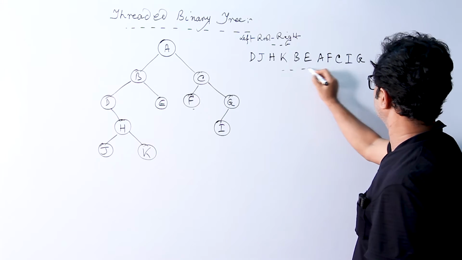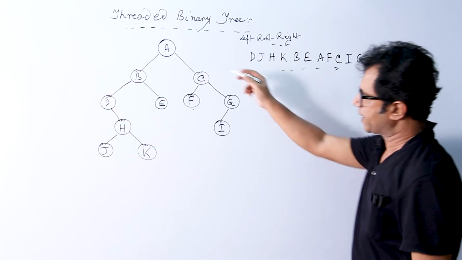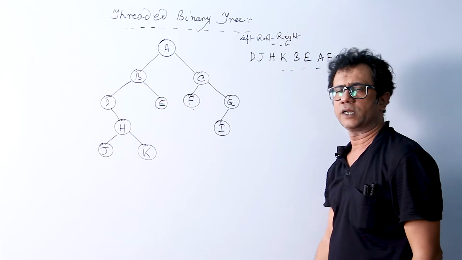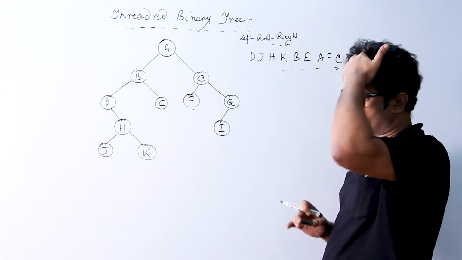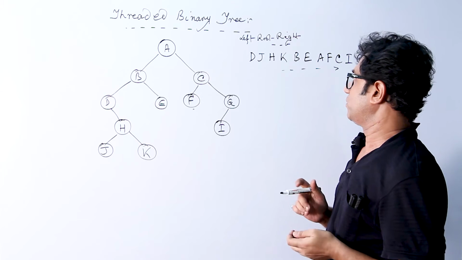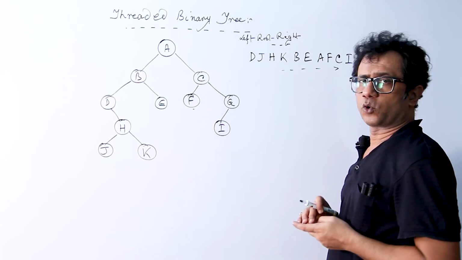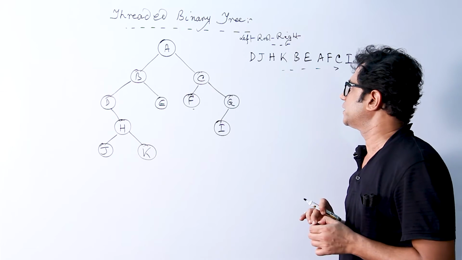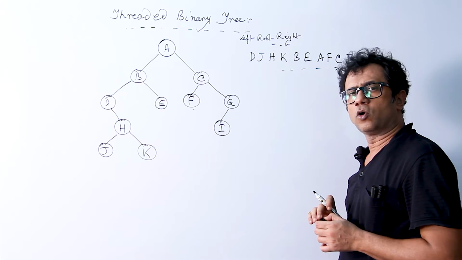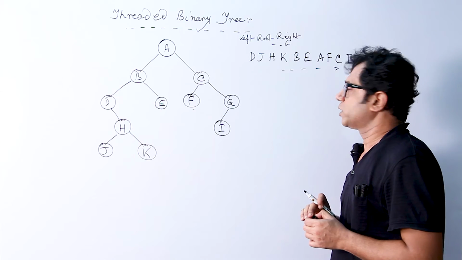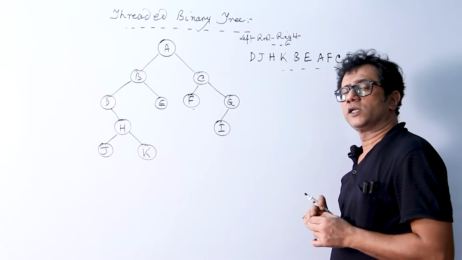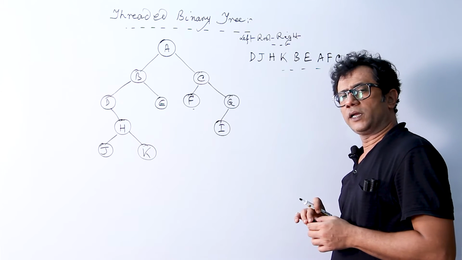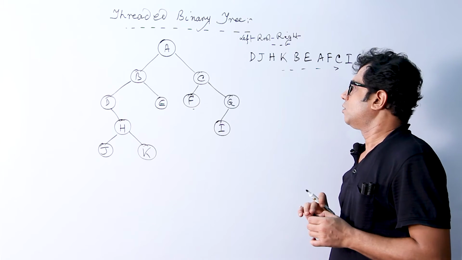So, this is the inorder traversal sequence of the binary tree which has been drawn over here, and we are now going to add threads to the different null pointers in this binary tree by following the approach which has been discussed earlier, that is, the left null pointer will point to the inorder predecessor of a particular node, and the right null pointer is going to point to the inorder successor of a particular node.